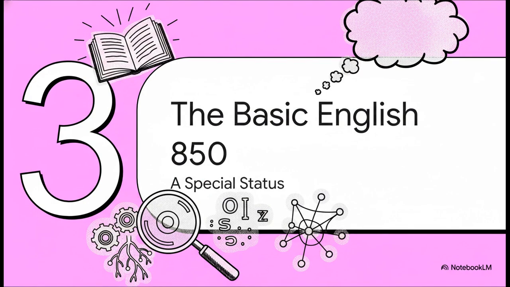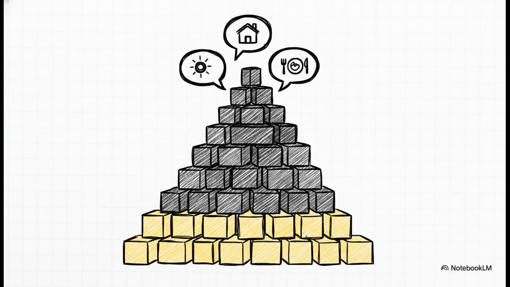Okay, let's unpack this mystery. This special status is the key to understanding why goat is so much more than just an animal. It's where a simple dictionary entry becomes this amazing window into a huge idea about language itself. So the basic English 850, or BE 850, is essentially a simplified version of English. It was created with this idea that with just 850 carefully picked words, a person could communicate about pretty much any everyday topic. Think of it like a foundational vocabulary, designed to be as clear and useful as possible.